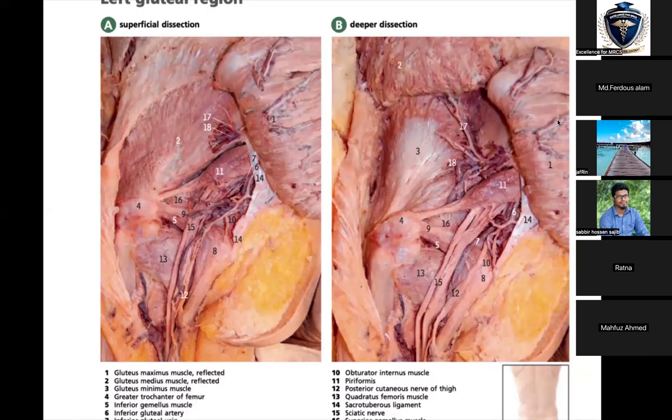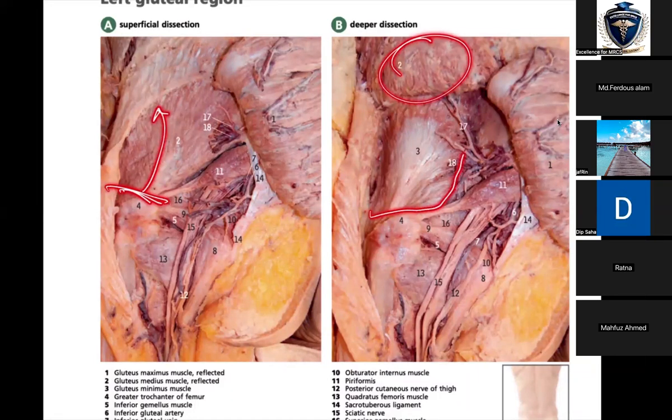Gluteus medius. Yes, and gluteus medius had been cut from here and it has been reflected. So this is the reflected portion. So what is number three? Gluteus minimus. Yes, excellent. So this is basically the gluteal trochanter of the femur. Now tell me what is number 11? Piriformis muscle. Excellent. And which structure is coming above the piriformis muscle? Supragluteal nerve and vessels. Yes.